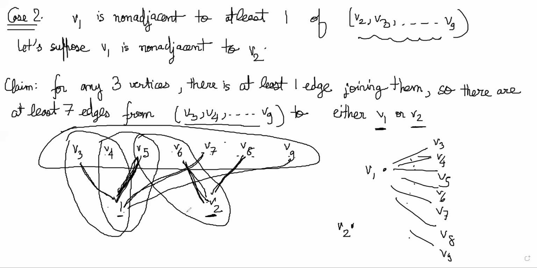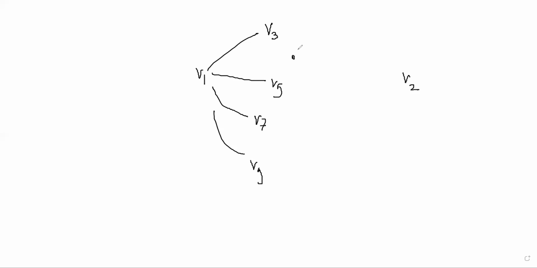The general case that I'm taking is, let's say V1 is connected to V3, V5, V7, and V9. And let's say V2 is connected to V4, V6, and V8, right? So these are the 7 edges in my general case. The labels are not important here. What is important is there are 7 vertices, 7 edges.